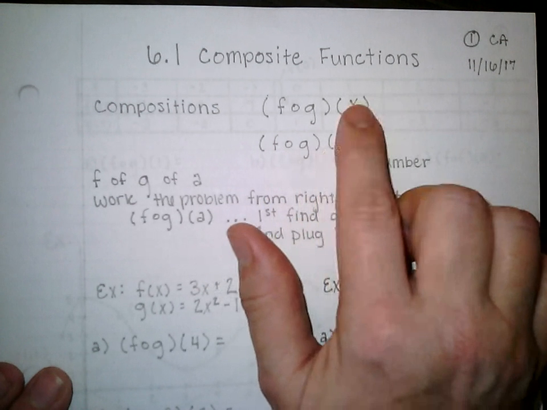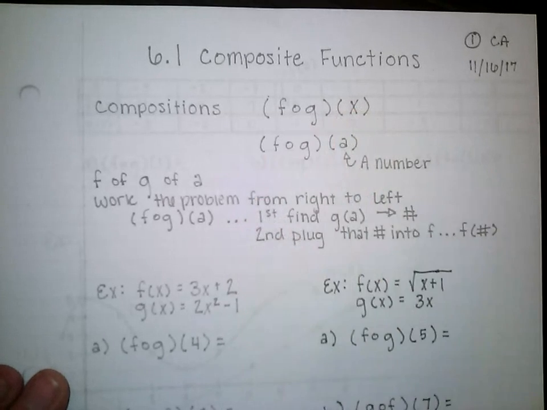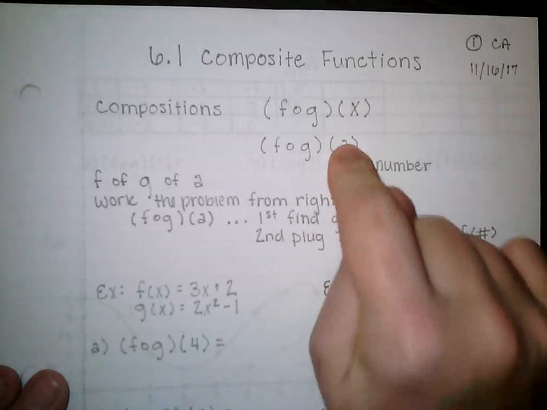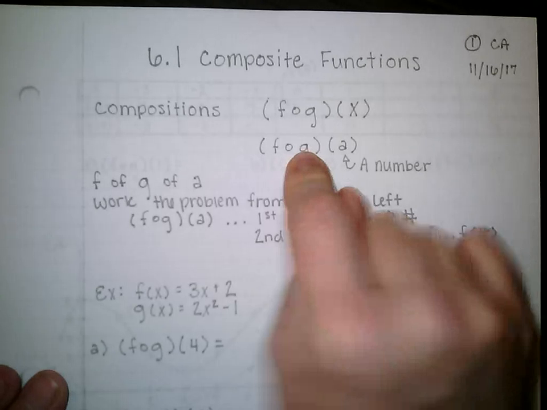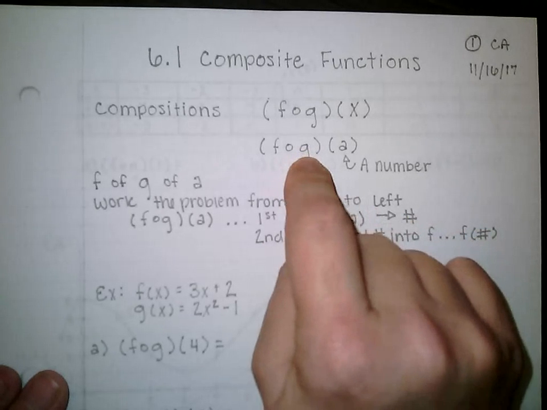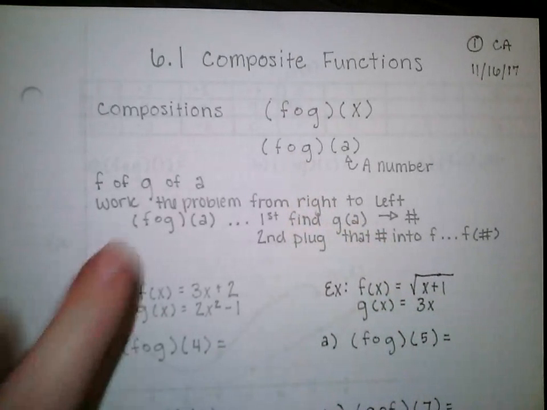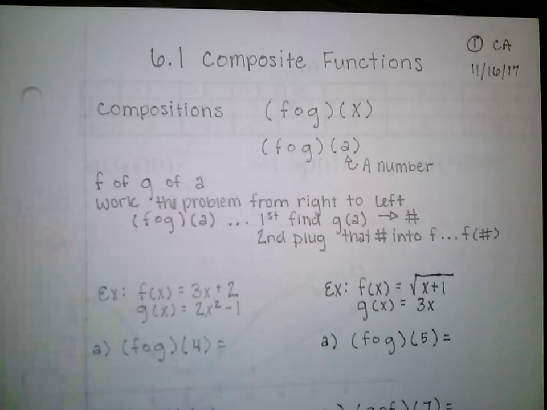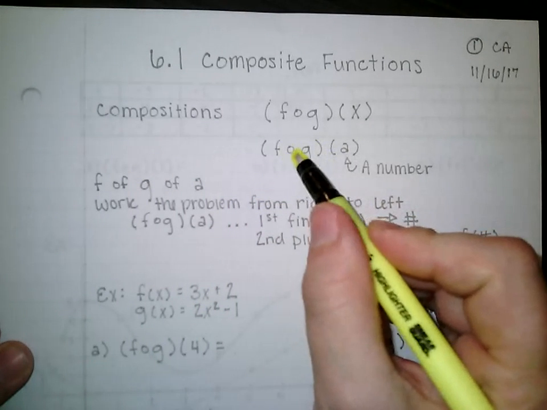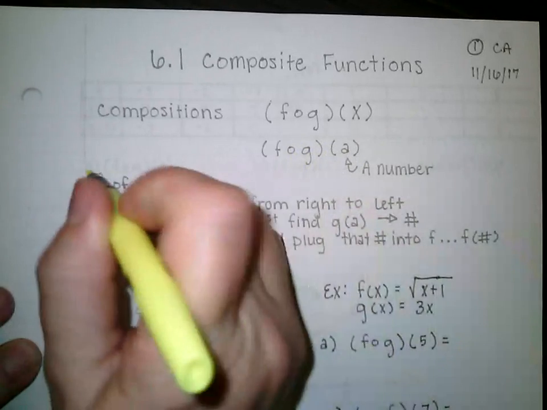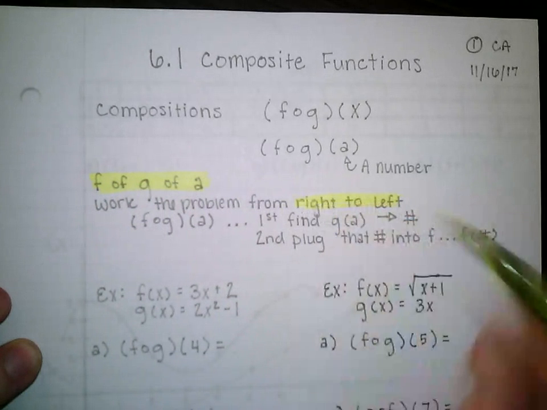So when we are working these composition problems, we work from right to left instead of left to right. So like if we have a number here, this number would go into the function g, and you would figure out the output, and then you would take that output and put it into the function f. So that's what this says right here. f of g of a is another way to say it. So f circle g of a, or f composed with g of a. We work the problem from right to left.